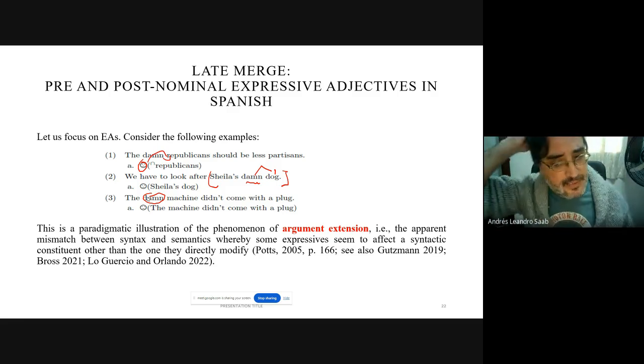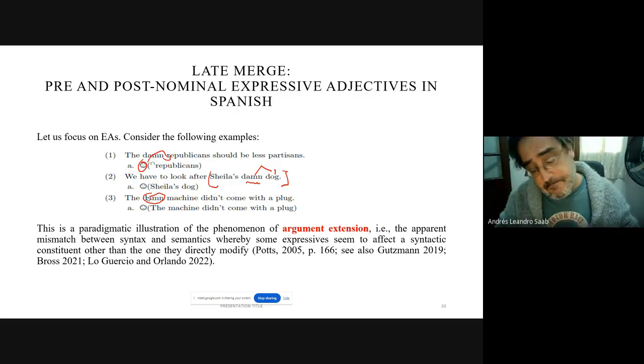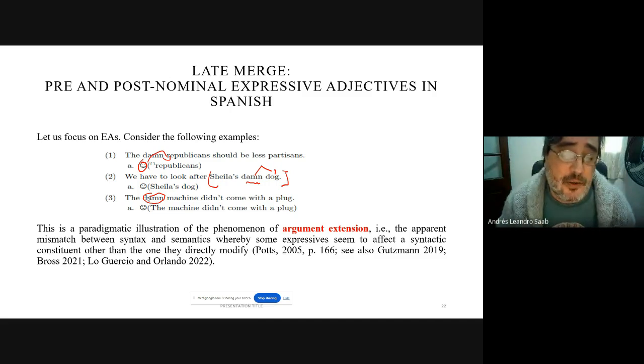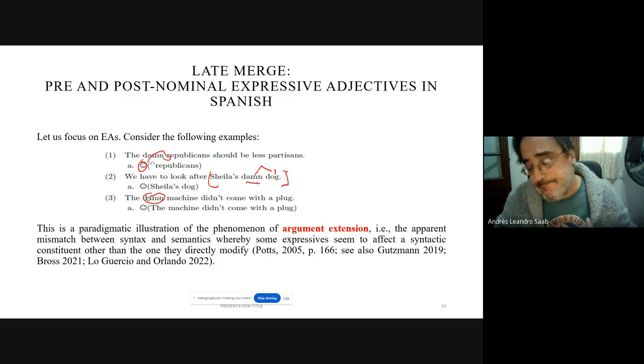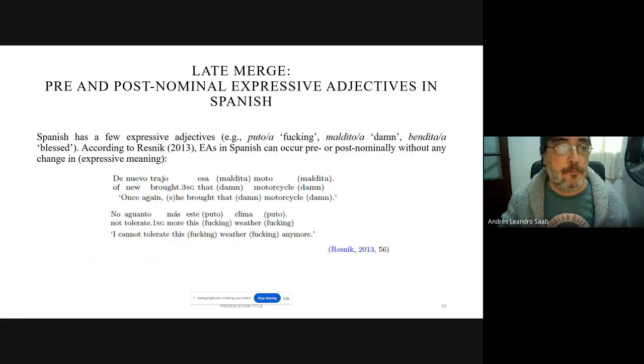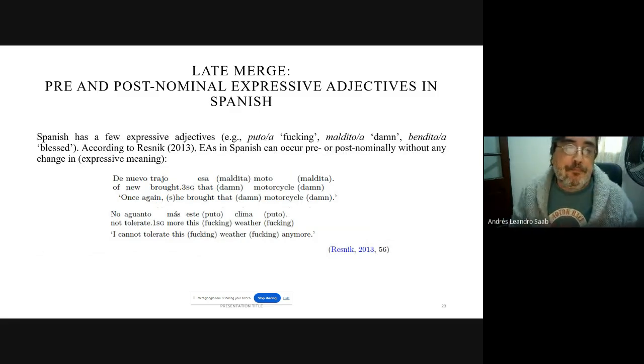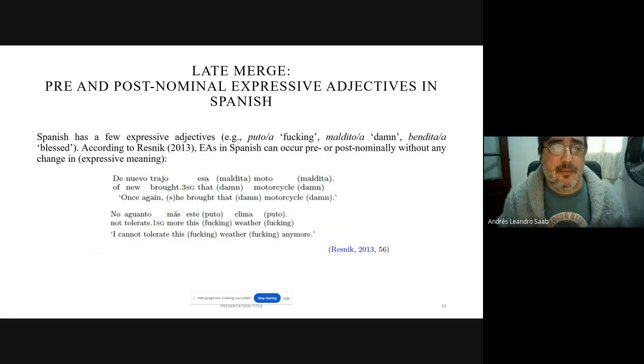Okay, this is a kind of issue for Potts, but he resolved the issue by saying, yes, this is a composition failure. I'm fine with this failure of composition. No problem. Other people like Gutzmann have proposed a compositional way to treat this kind of case. There are also pragmatic alternatives and, well, a variety of proposals in the literature. Now, let's look at Spanish. Spanish has a few expressive adjectives like puto, puta, fucking, maldito, maldita, damn, bendito, bendita, blessed.